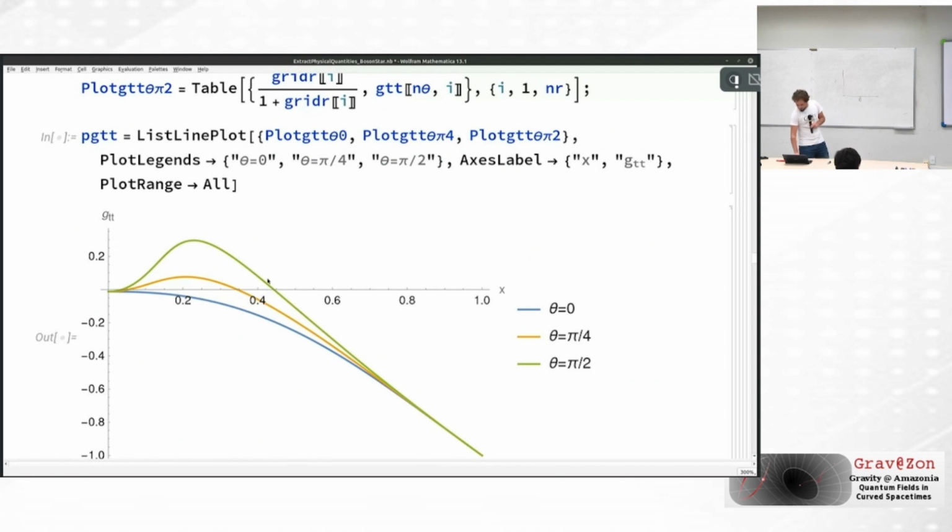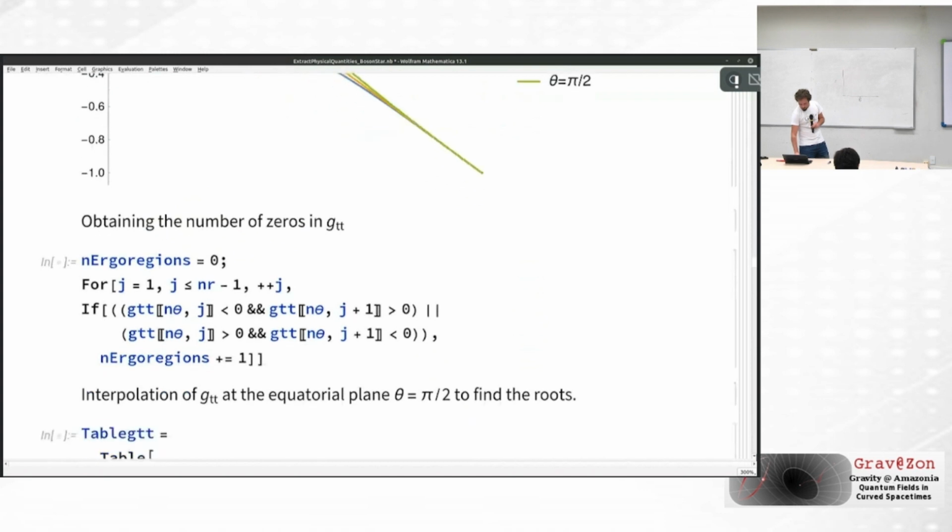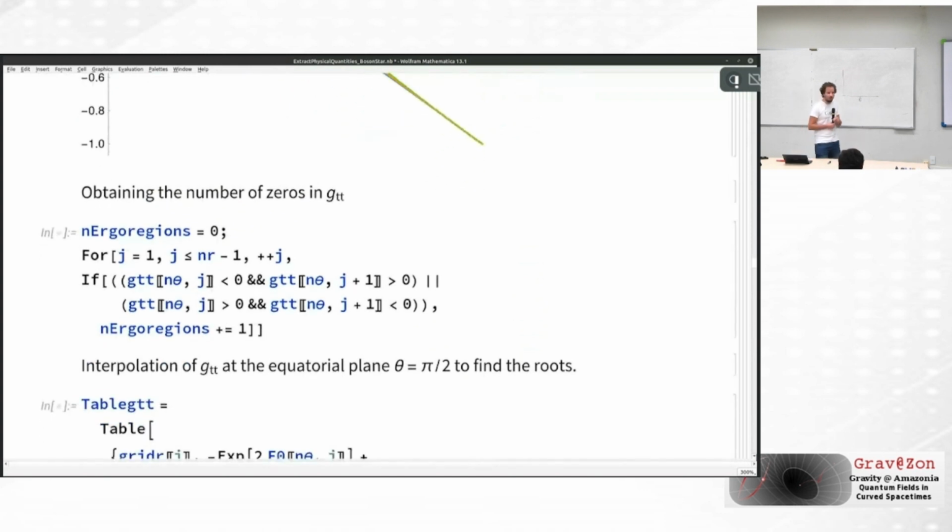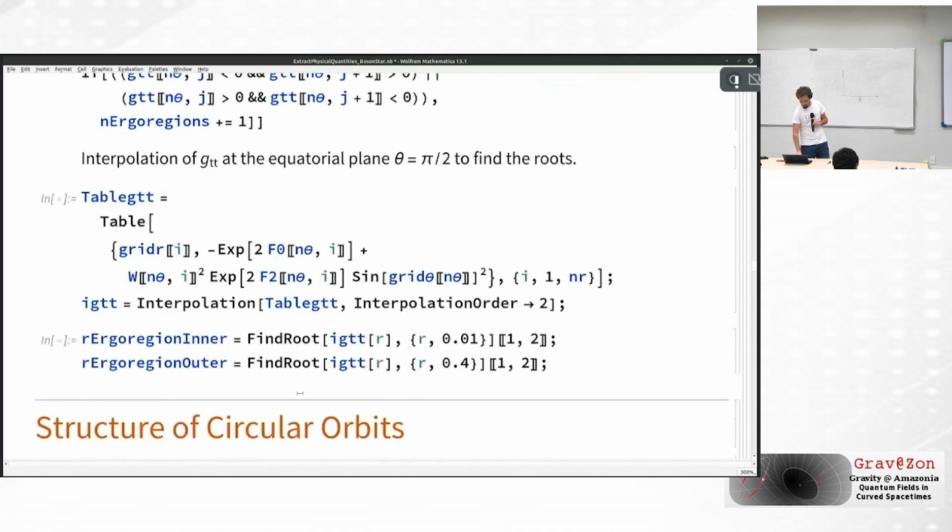You can then confirm this by doing some quick computation: if you look at the equatorial plane, you can try to see how many zeros the g_tt function has. In this case, it will have 2. And then you can also try to find what is the radial coordinate for the beginning of the ergo region and the end of the ergo region.